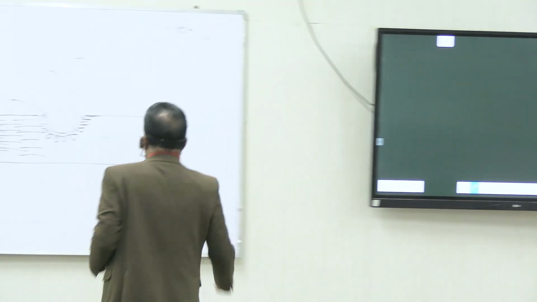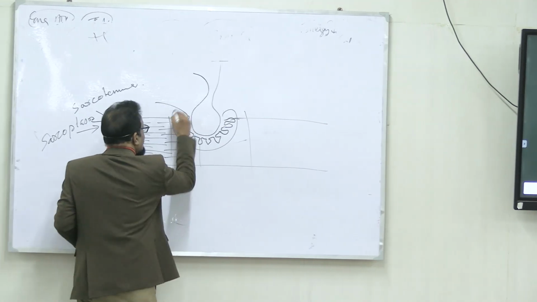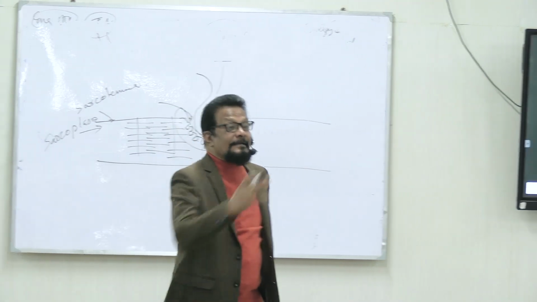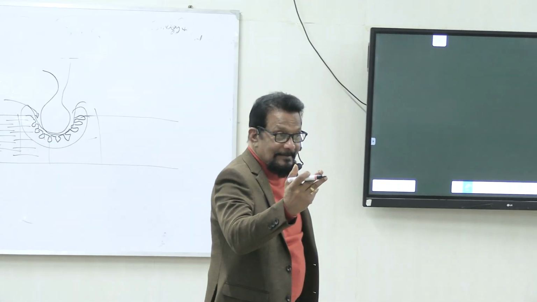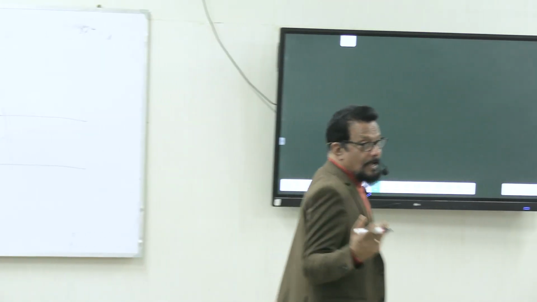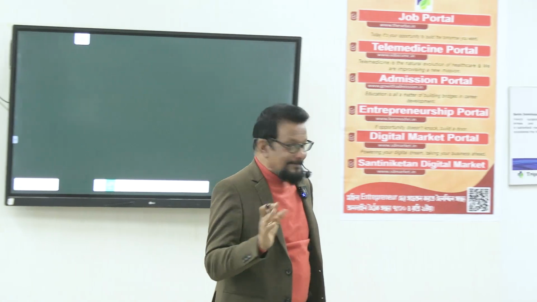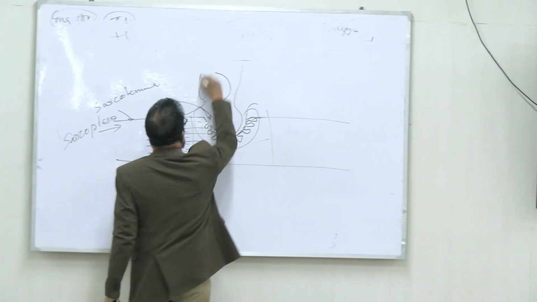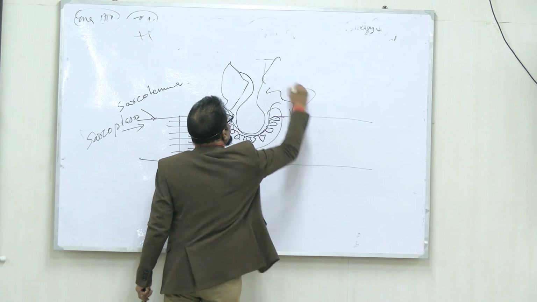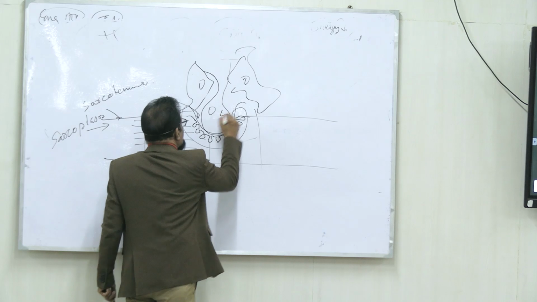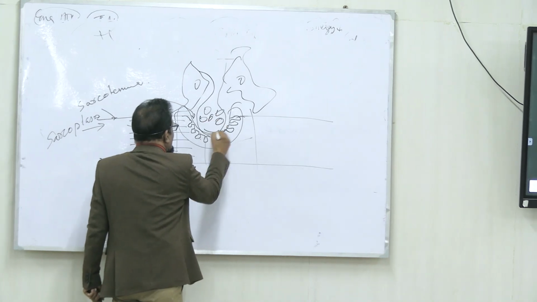We also call it together the motor end plate, synaptic gutter, G-U-T-T-E-R, or motor end plate. Now you understand what the motor end plate is? As I said, this part will be covered by Schwann cell. Within this there are vesicles. This is the active zone.